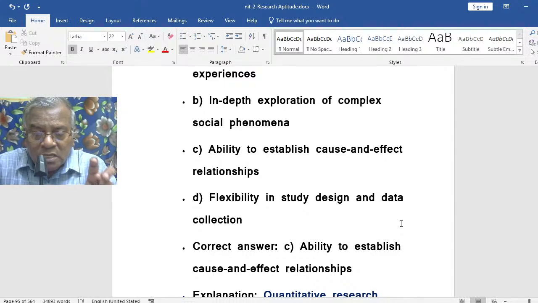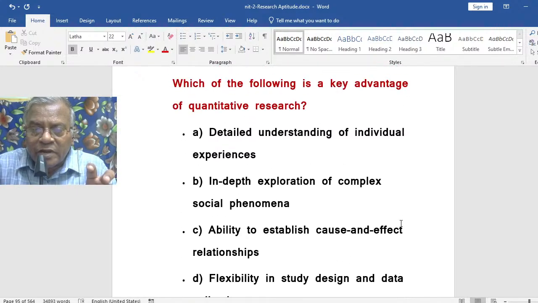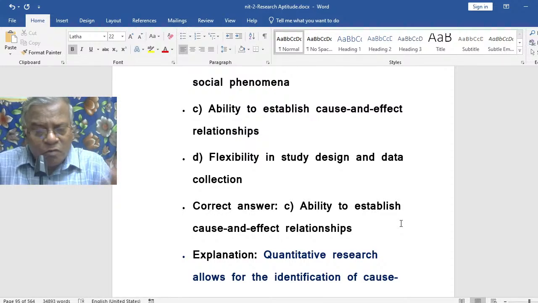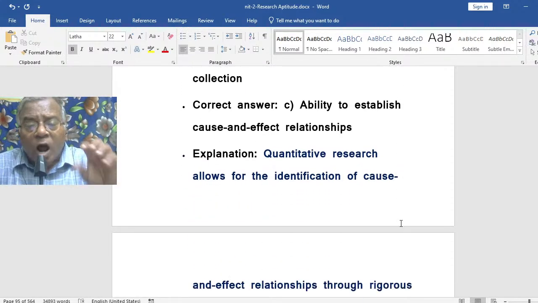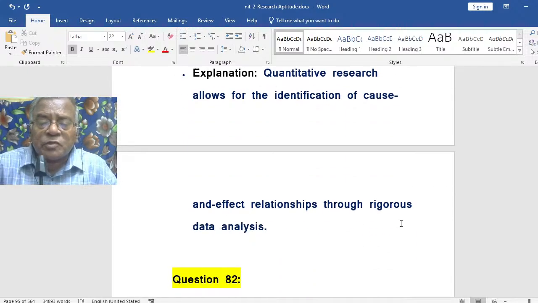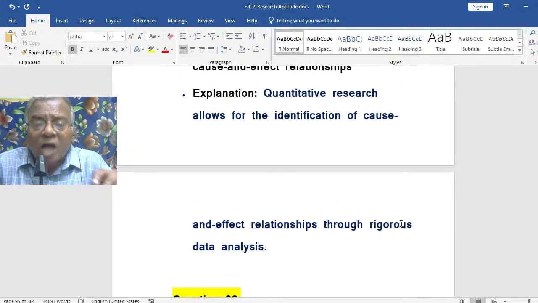This causal relationship is a very important concept in quantitative research. Ability to establish cause and effect relationship, that is in quantitative research. Quantitative research allows for the identification of cause and effect relationship through rigorous data analysis, statistical analysis perhaps, between the phenomena, between the variables.